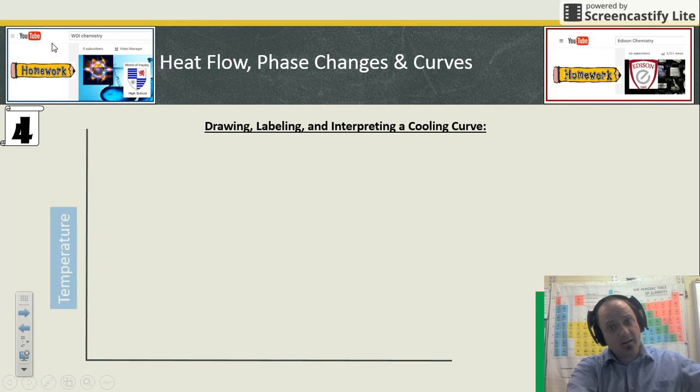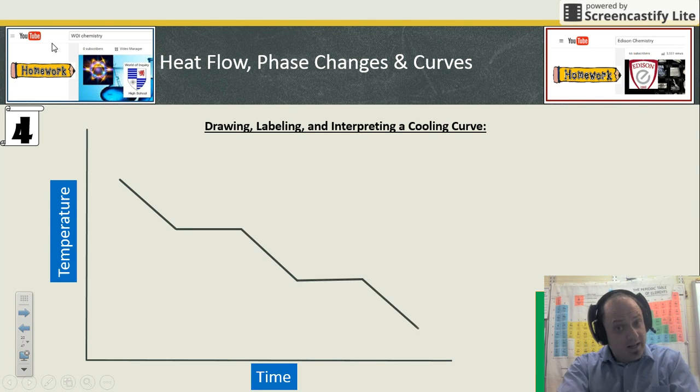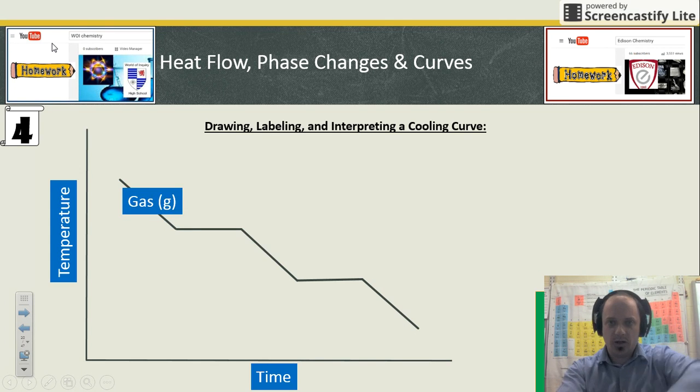Y-axis, x-axis, temperature and time. Same, hasn't changed there. But now we're showing a cooling curve. So we have to start high and go low. Slant, flat, slant, flat, slant. Again, same profile of the curve, but it's coming down in temperature this time. Gas is at the high end.